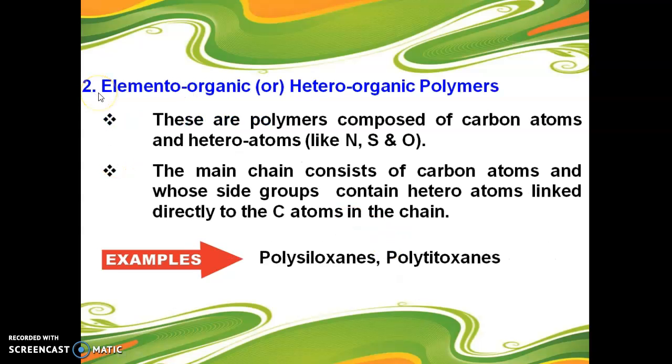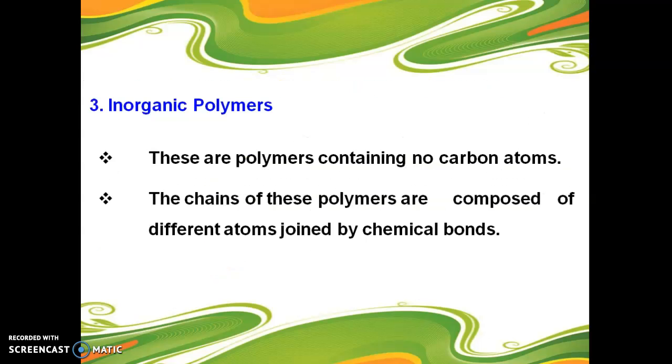And the next type is elemento-organic or heteroorganic polymers. These are also composed of carbon atoms and heteroatoms like nitrogen, sulfur, and oxygen. The main chain consists of carbon atoms, and those whose side groups contain heteroatoms are linked to the carbon atoms. The examples are polysiloxanes and polytitoxanes.